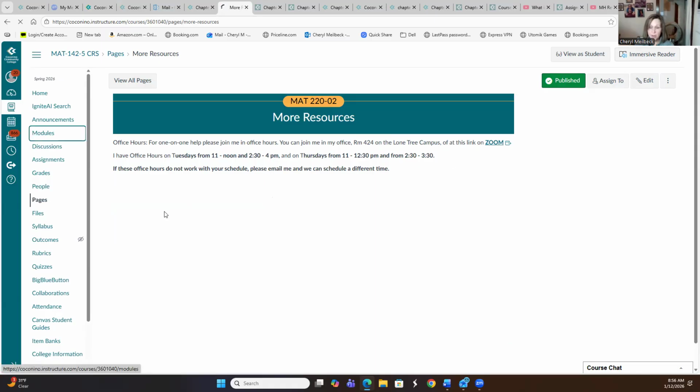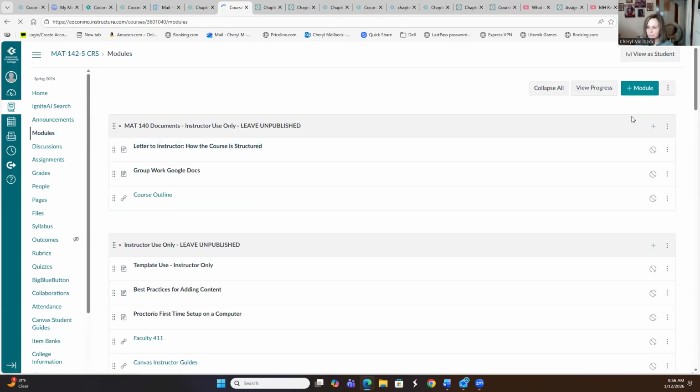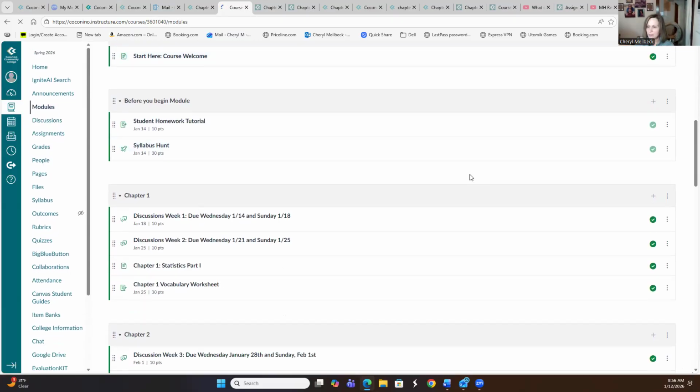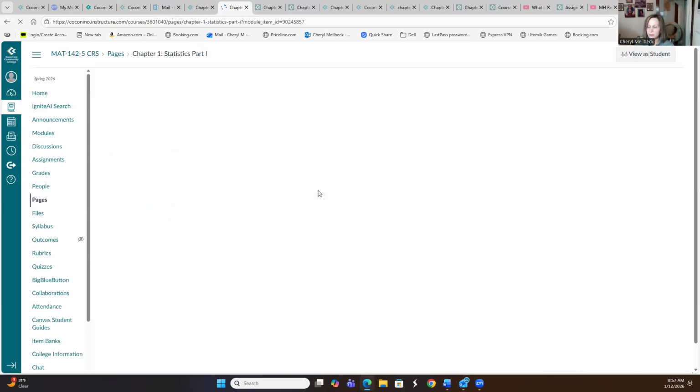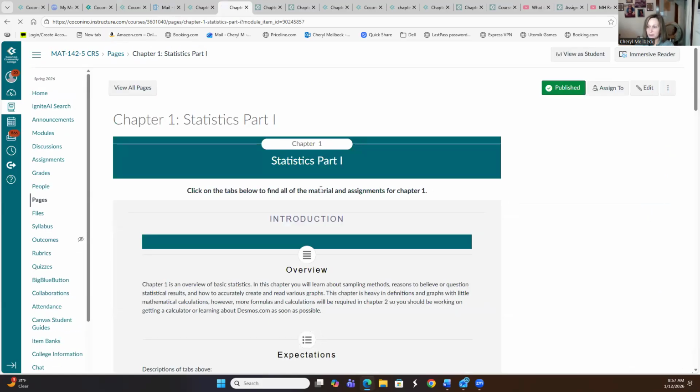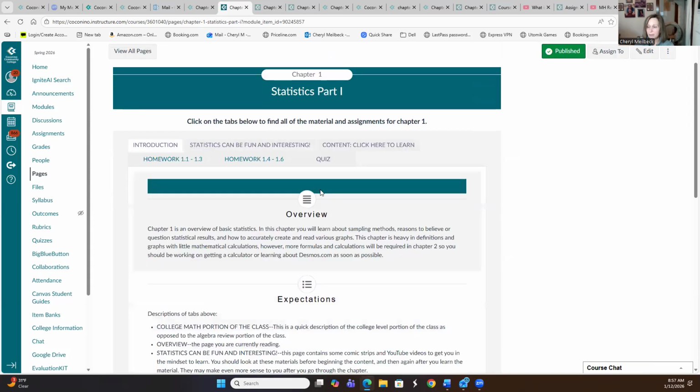Another helpful page is the modules. In modules, you can see, like here while we're in chapter 1, we're going to be in there for the first 2 weeks. Here's our first discussion week question. There's our second discussion week question. If you go to statistics part 1 here, this is where you'll find the videos and the link to the book. So here's an introduction to chapter 1.